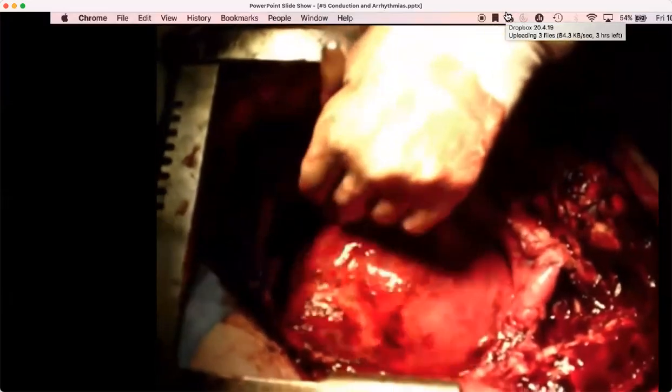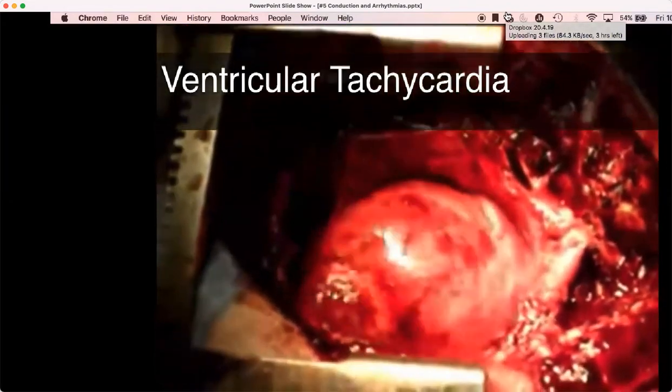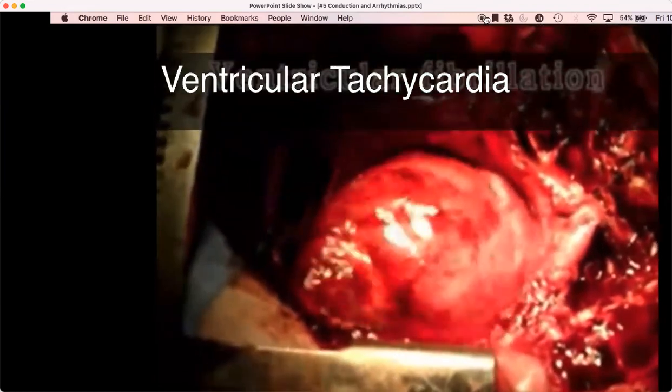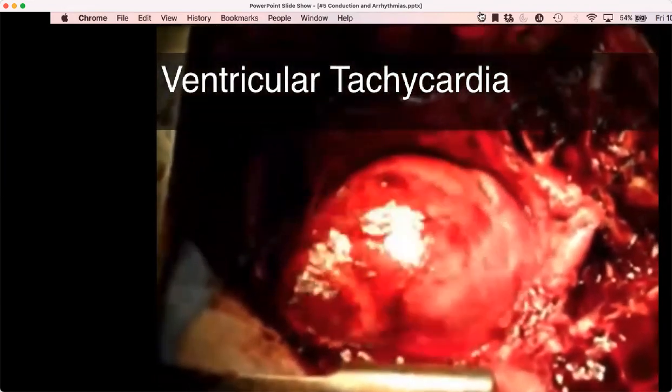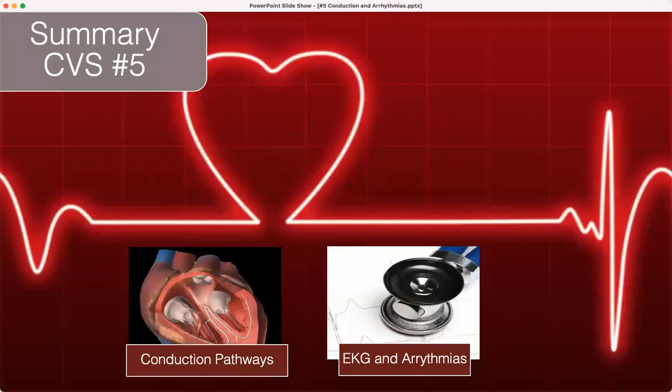Now this, I'm not even sure this is a human heart. This was a video I found showing what ventricular tachycardia looks like. So you can see it just uncoordinated, really, really fast. And so the blood pressure just doesn't generate good blood pressures.